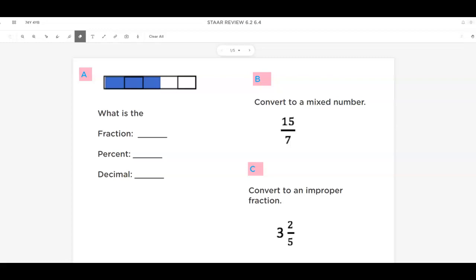Fraction that's shaded? Most of you got that one. What was it? 3/5. Good. 3 out of 5 are shaded.